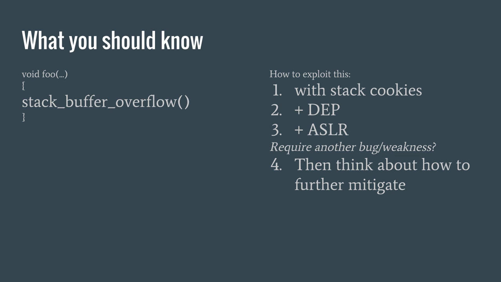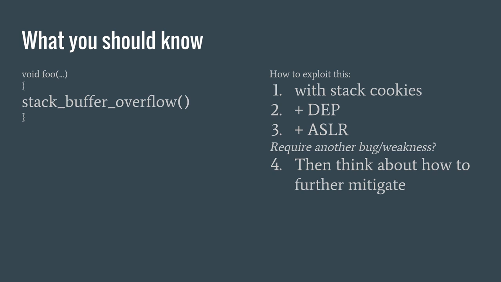Here's some examples just on modern binary exploitation. You should understand how to exploit a stack buffer overflow with stack cookies, understanding the conditions that you can exploit those in, and then also with DEP and then with ASLR. We discussed this in previous lectures, and it only works in specific cases, but those are often the most valuable cases to target.